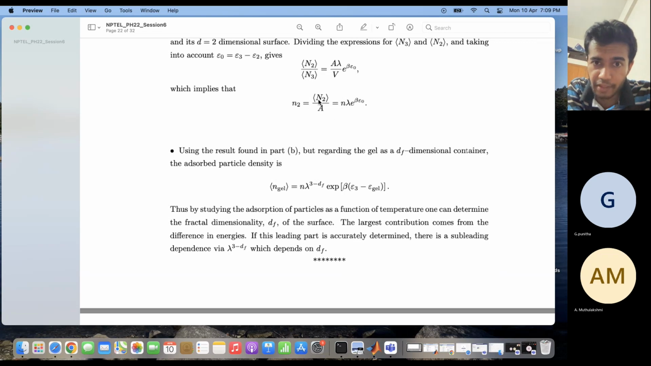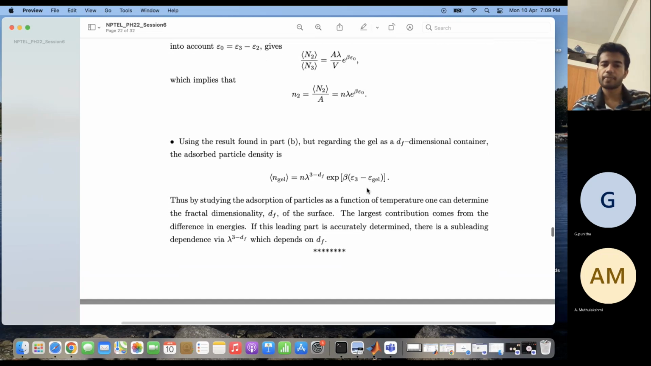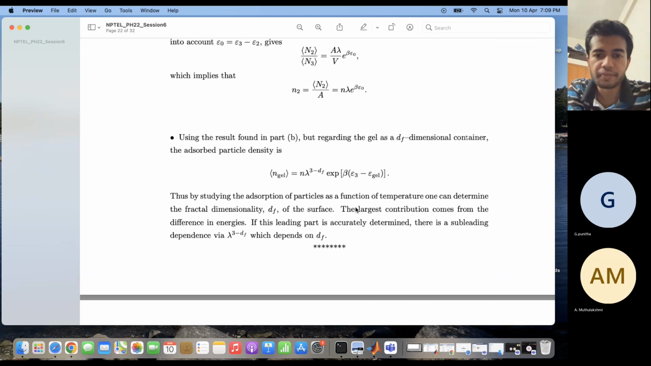We can do a similar thing by calculating the fraction of molecules within the bulk and the fraction of molecules which are distributed on the fractal surface. If df is the dimension of the fractal surface, then from this expression we can find the adsorbed particle density on the gel as n λ^(3−df) times the exponential of this factor, by doing a similar calculation.